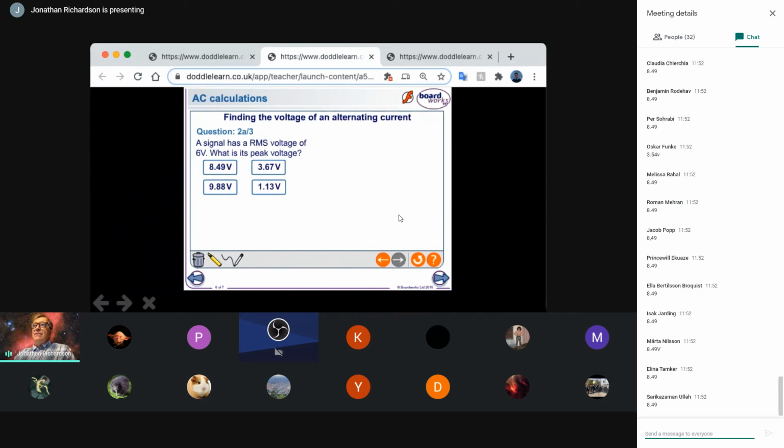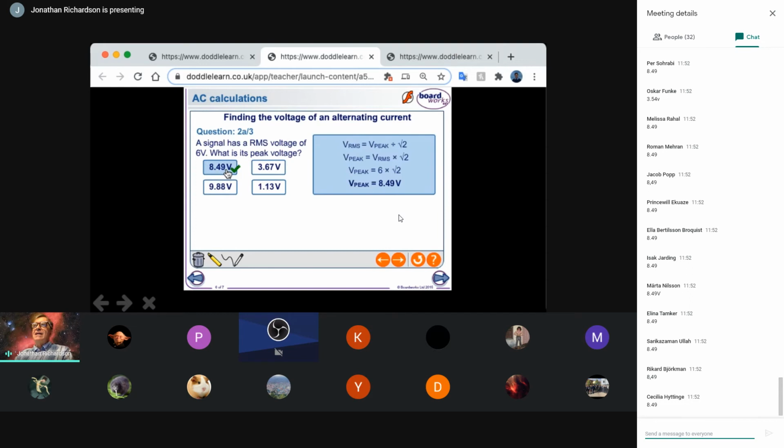Just be careful. I saw one answer there. Remember this time, this is the RMS voltage. And we know the peak voltage must be greater than the RMS voltage. So the RMS is 6 volts, means these two are not correct.